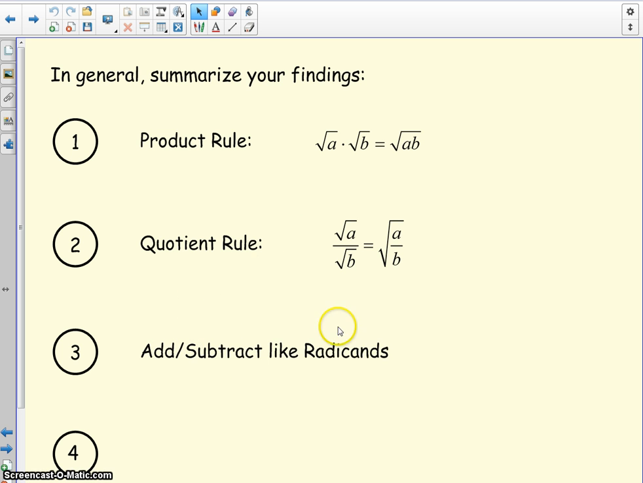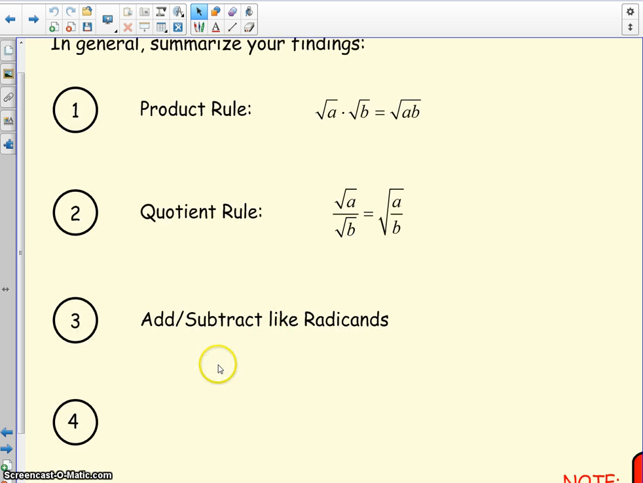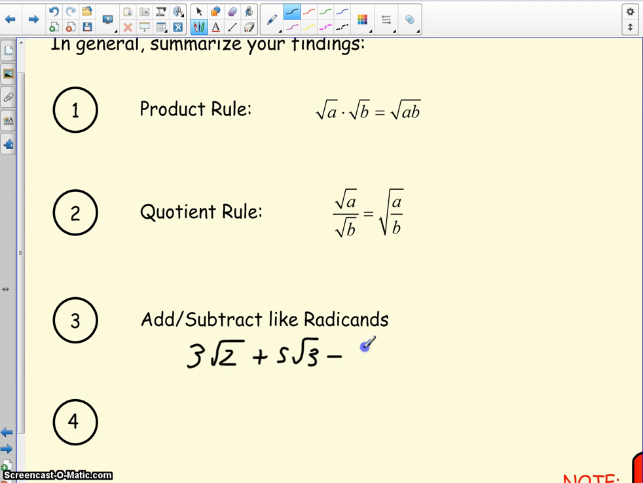We can add and subtract like radicands. Now, think of it, back in grade 9 when you were collecting like terms, right? If you had 2x squared and x and 3x, you could only add the x terms together. That x squared wouldn't be mixed in. Kind of similar right here. If you have, let's say, 3 root 2 plus 5 root 3 minus 6 root 2 plus, I don't know, let's say 12 root 2.